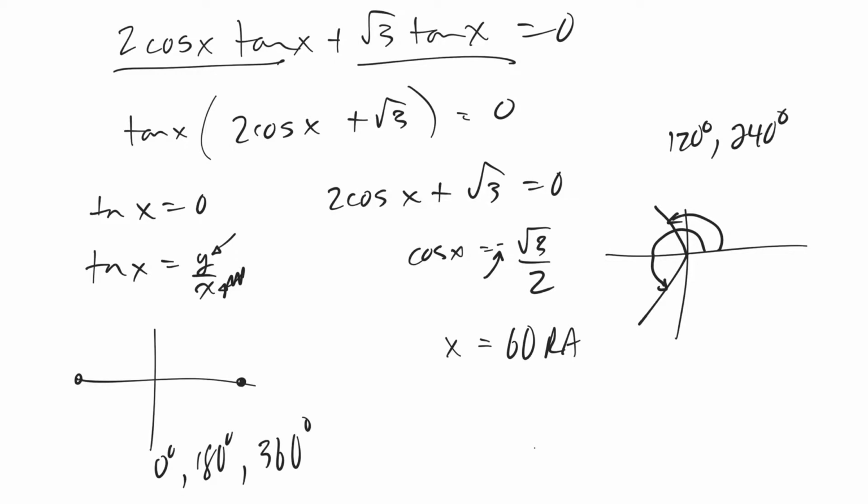Or, I think that's 2 pi over 3 and 4 pi over 3, the radian equivalents. Okay, hopefully that helps you with those two.